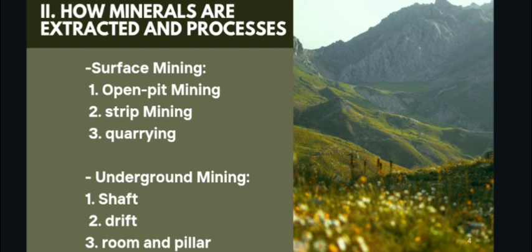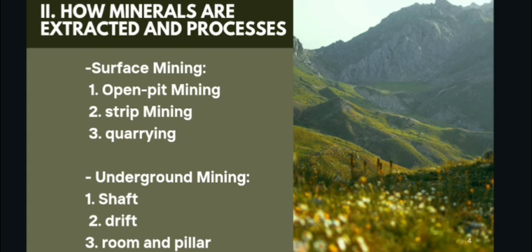Strip mining, used for minerals found in horizontal layers where the overburden is removed in strips. The next one is quarrying, used for extracting building materials like stone, gravel, and sand. The second type of how minerals are extracted is the underground mining.